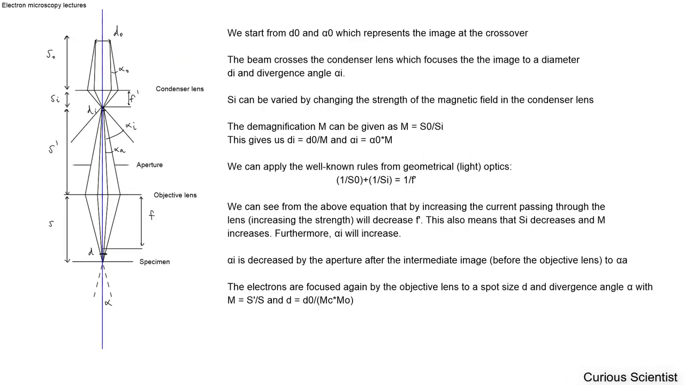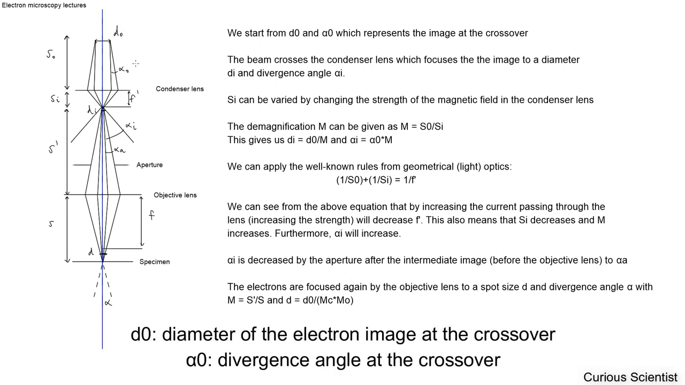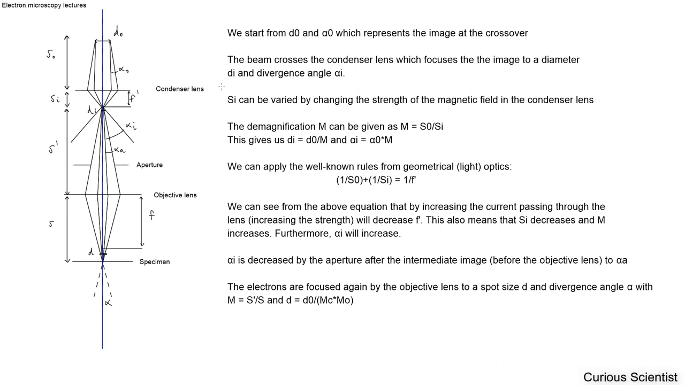So let's take a look at this column in a more complex way. We start from the source, which is up here. And at that point, we have D0 and alpha 0. The D0 represents the image at the crossover, and the alpha 0 is also part of the image, which represents the divergence. So I just write it down.